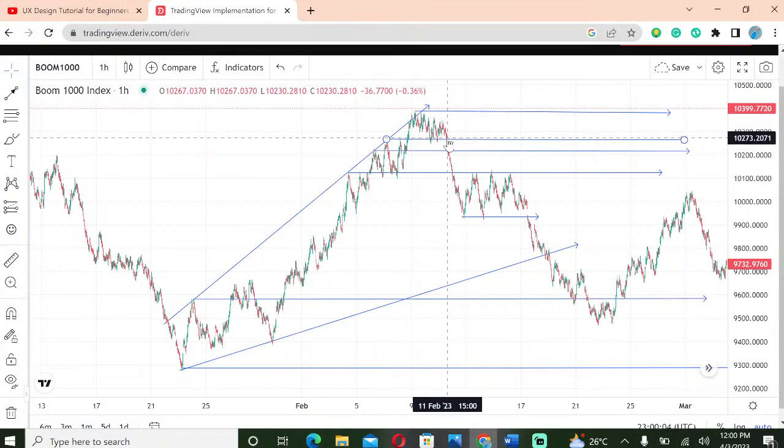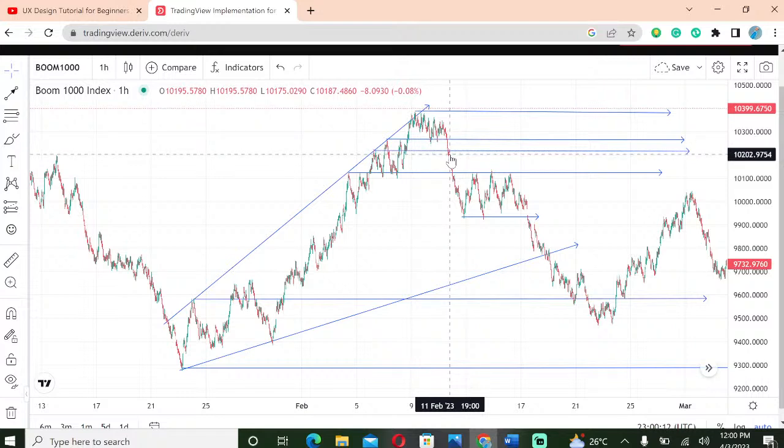It broke this support level. You already know that this market is on a downward trend. Immediately you enter this particular level, you can enter your market on a downward trend, and you can take your market to this particular level and exit your market.